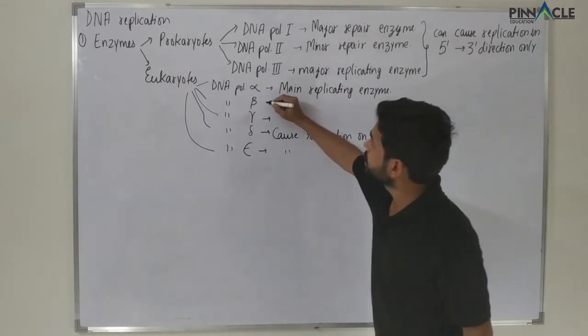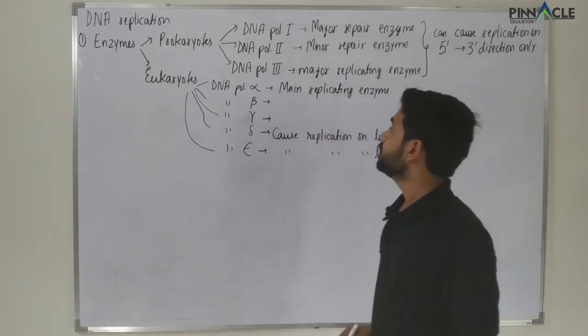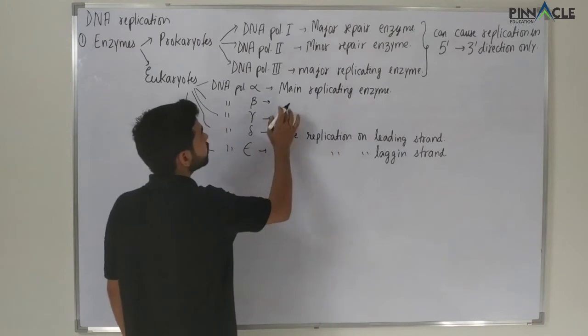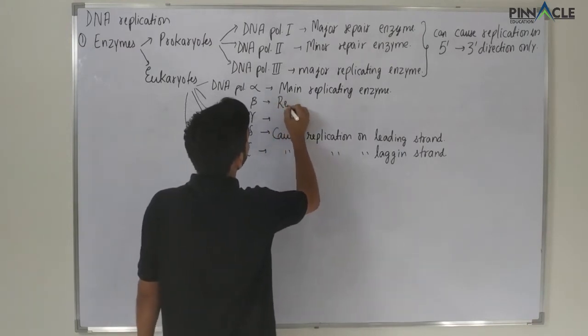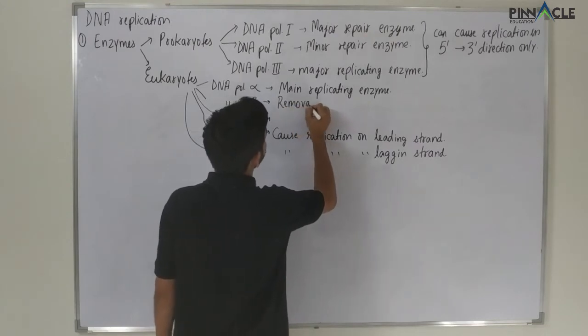So we also have certain roles for beta and gamma. These are very minor role enzymes. The main property of this is removal of RNA primers.